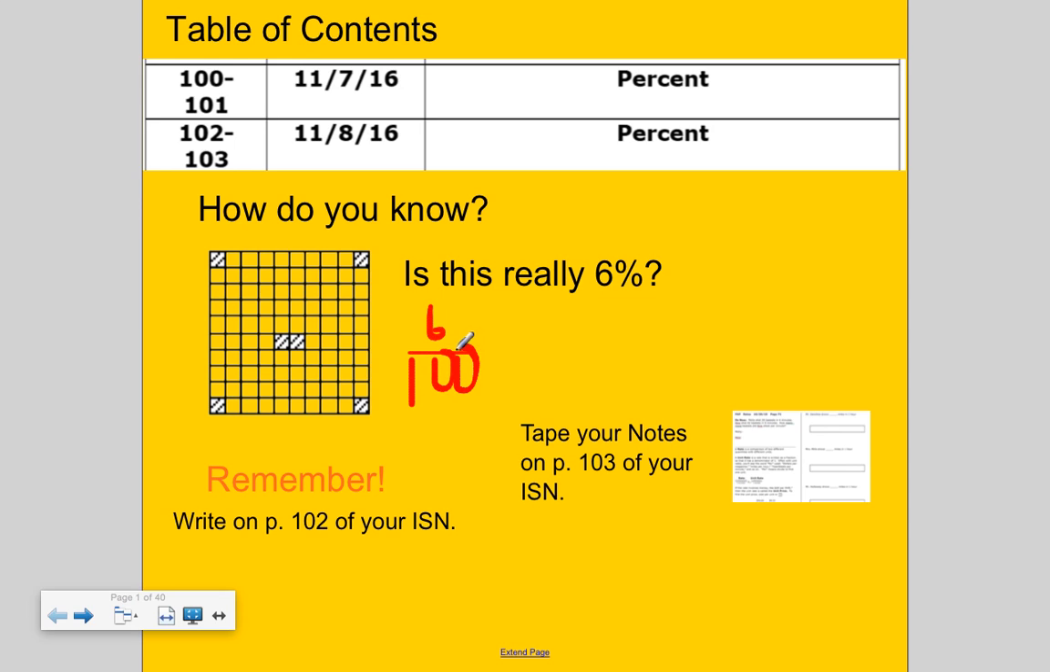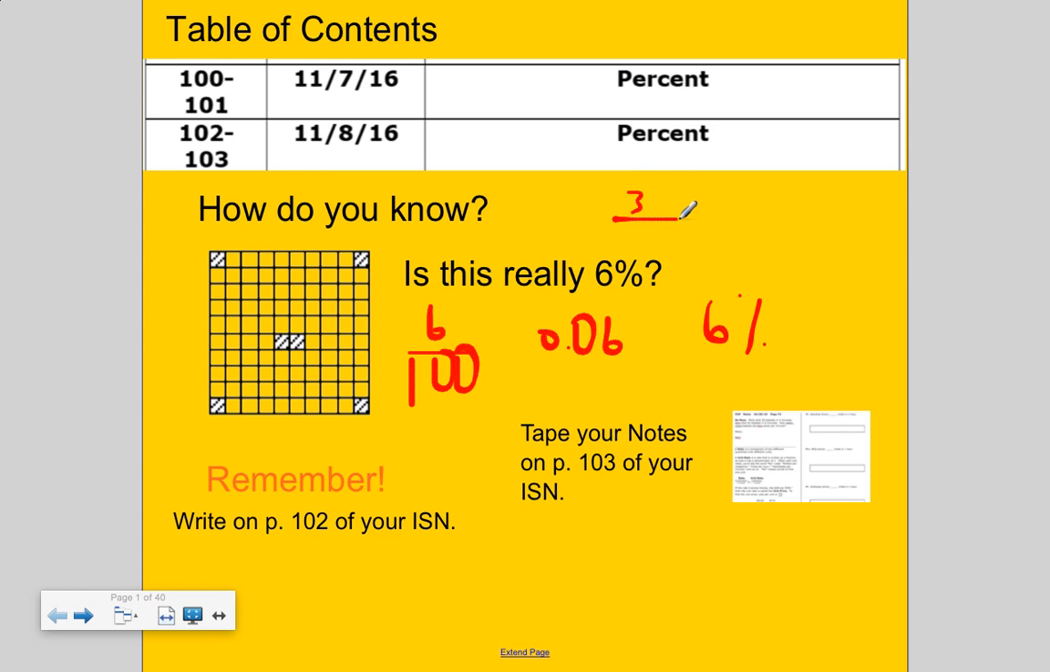How would you write that as a decimal? 6 hundredths. And what is the definition of a percent? A percent is something per 100. Oh, it's right here. Something out of 100. Something over 100. So what number is over or out of or per 100? 6. So hence 6/100, 6%. So that's how I know this is equal to 6%.